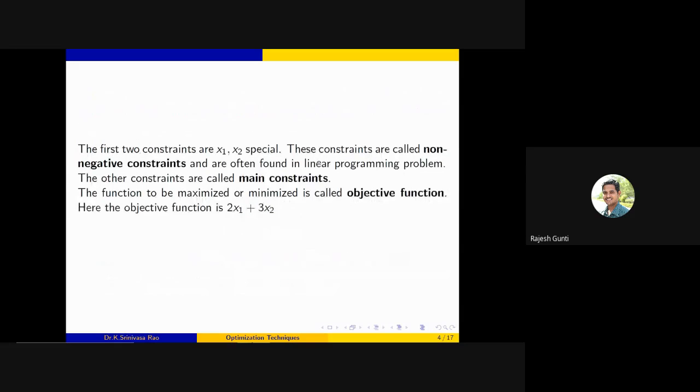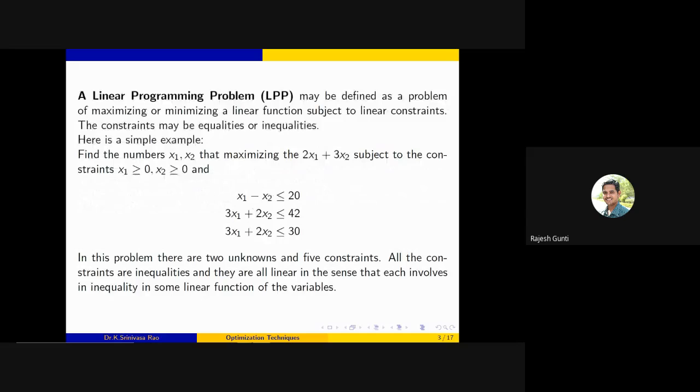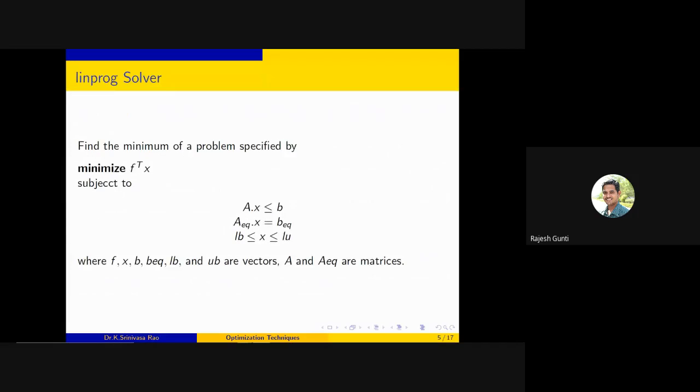So how to solve this type of problems using MATLAB? There is a solver, linprog, L-I-N-P-R-O-G, the linear programming solver. For example, the standard LPP problem will be like this: minimizing f subject to less than or equal to constraints, equality constraints, and as well as bounds, lower bounds and upper bounds.